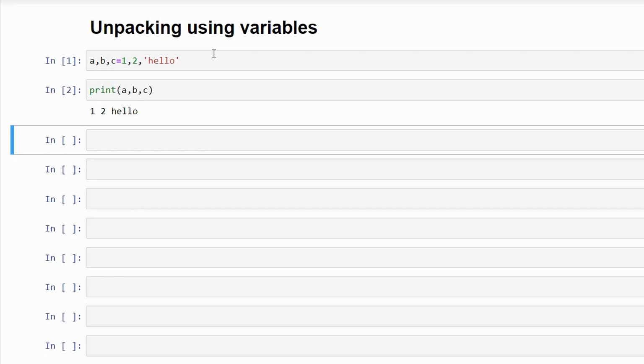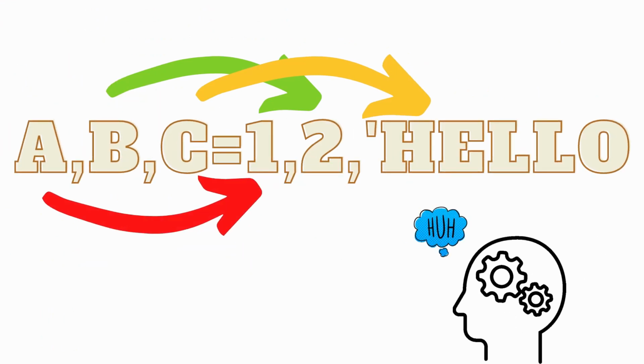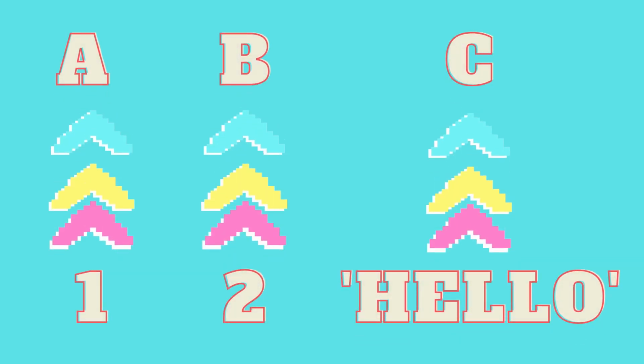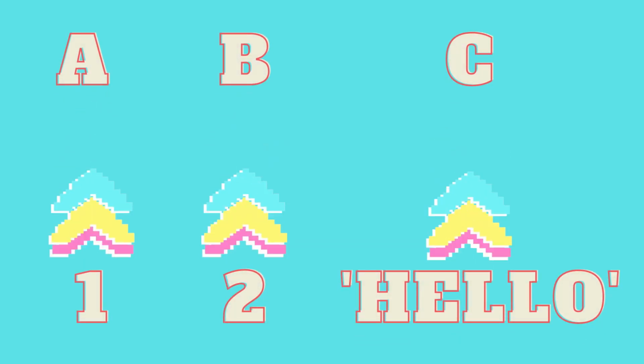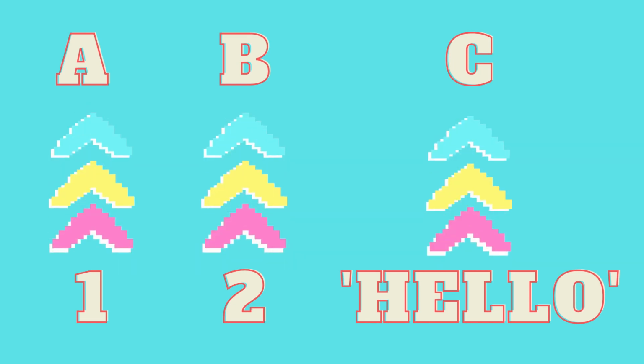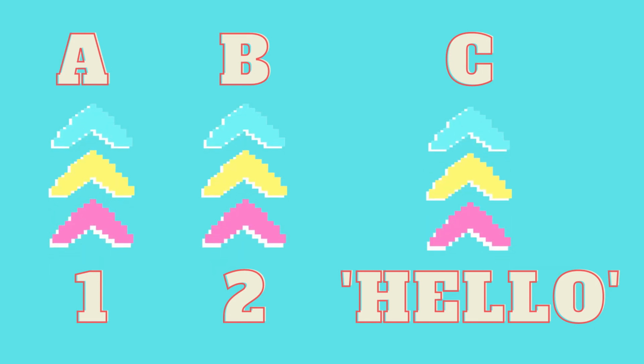Let's print the values of these variables now. By looking at the output, we can clearly see that A is assigned a value of 1, B is assigned a value of 2 and C is assigned a value of hello. Here we have unpacked the values based on their variable position. One of the important concepts of tuple unpacking in Python is based on this, where tuple values are unpacked based on their position.